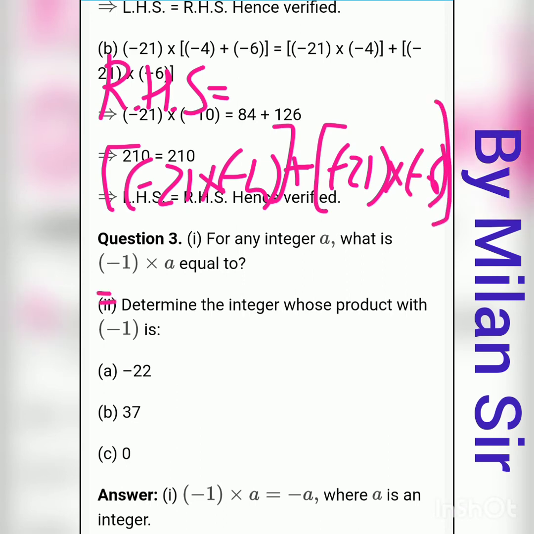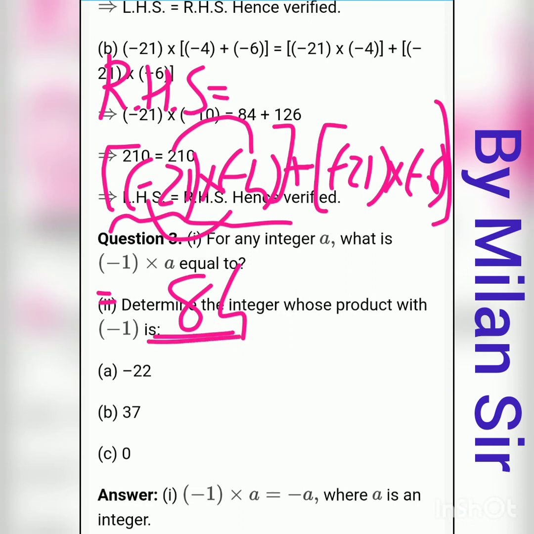Okay, now first of all we need to solve this first bracket. In between, the multiplication sign is there, so here we need to use the multiplication process. 21 multiply 4 is 84, and both have a negative sign. 21 has a negative sign and 4 also has a negative sign, so minus minus plus 84. Then in between these two brackets we have a positive sign, so here positive sign.